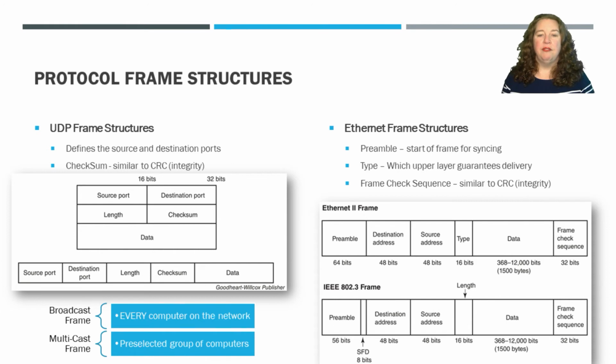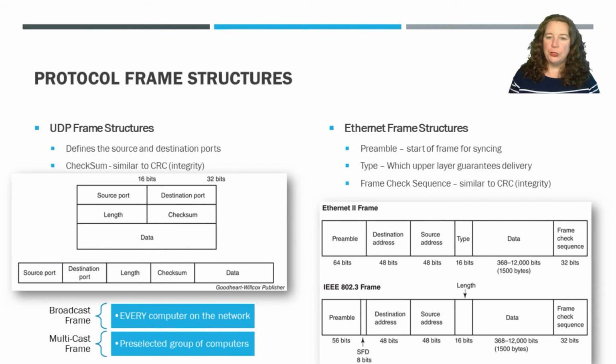Over on our Ethernet frame, we have what we call the preamble, which we use for the start of frame. It's 64 bits to say we're starting the frame now. Everybody understands where we are and we know it's going to take up 64 bits. We then have our destination and source addresses. We have the type of Ethernet frame, which is going to be which upper layer is going to guarantee my delivery. And then we have our frame check sequence, which again is similar to our CRC. The frame check sequence actually occurs at the end of the data. So you have your data in the middle and then your frame check sequence is at the end. So we can use those with our Ethernet 2 frames.